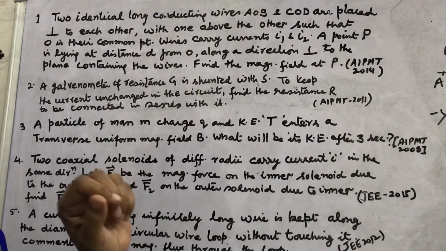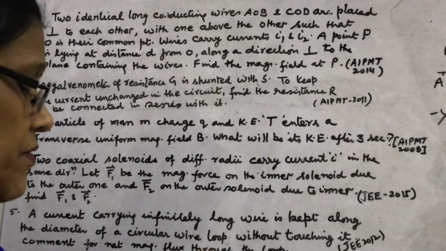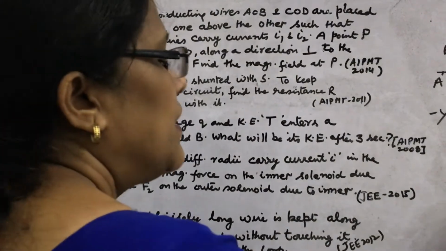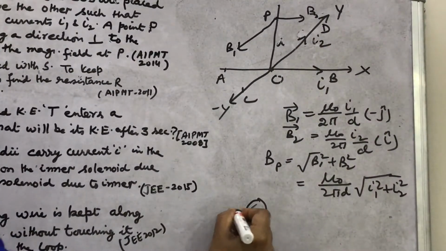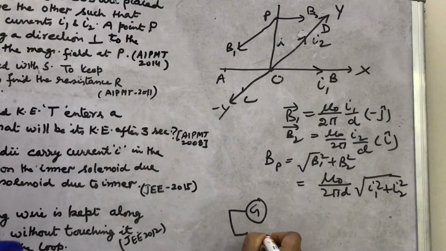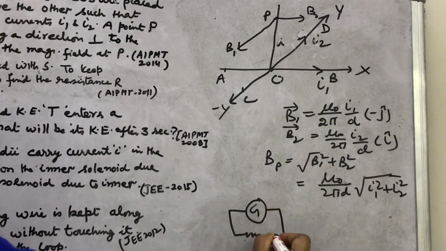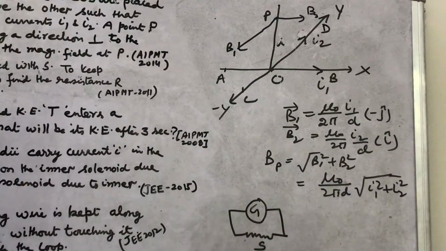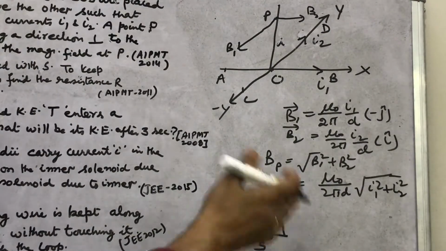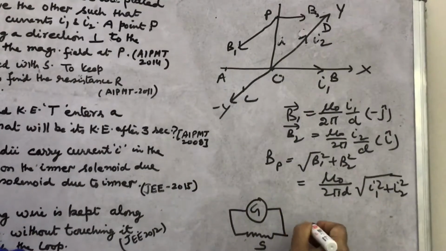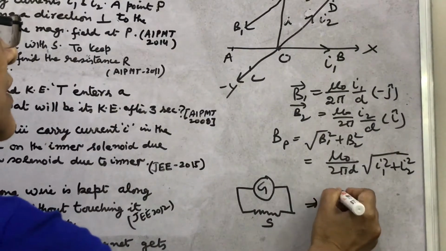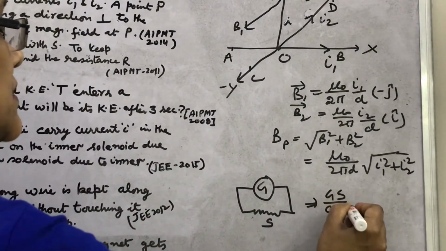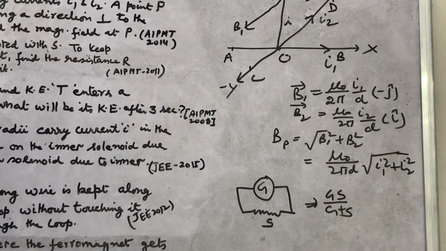As per the condition, there is a galvanometer, and its resistance is, suppose, G. Whenever it is shunted with a small thick resistance connected in parallel, what becomes its net resistance? Its net resistance will become the parallel combination. How will you find this? Gs upon G plus S. This will be the net resistance.